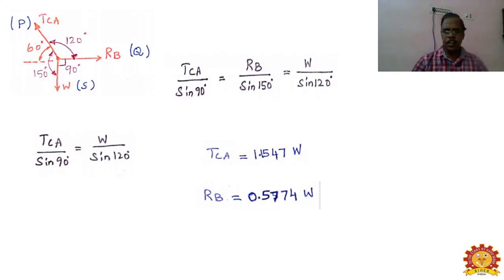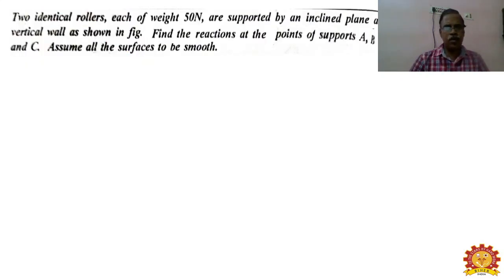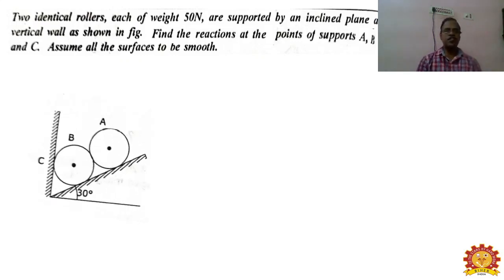Now let us go to the next condition and see how the system works in this problem. Now I have gone for a little bit tougher problem, which you have to learn now. It has two identical rollers, each of weight 50 Newton, on an inclined plane and a vertical, as shown in the figure. Find the reactions at the points of support A, B and C, assuming that the surfaces are smooth.